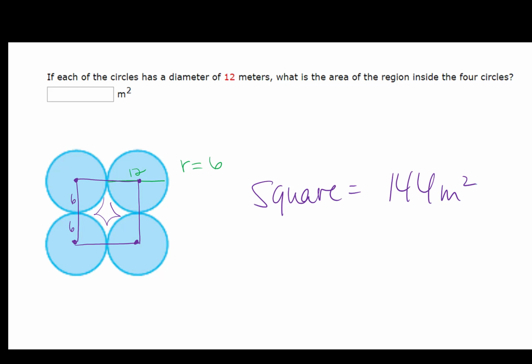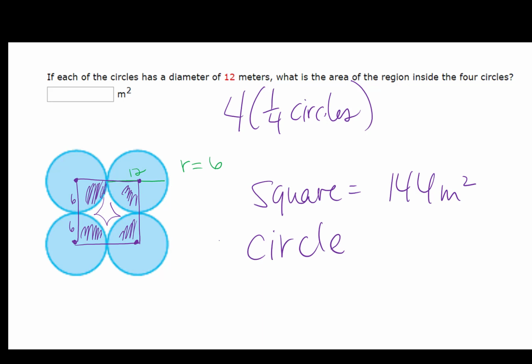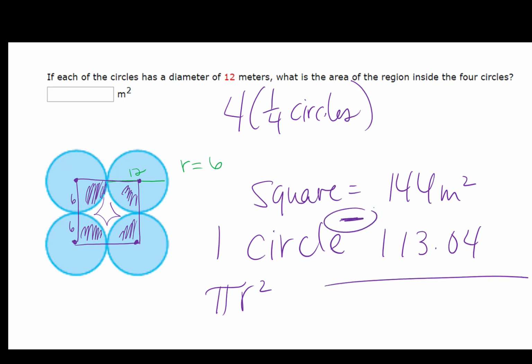And to get to that white funky shape in the middle, do you see that we need to subtract these quarter circles right here? Just the area of these quarter circles. Well, if you have 4 quarter circles, do you see that that really means just one full circle? Okay, so the area of one circle is pi r squared. And so if we use 3.14 times 6 times 6, that is 113.04. And now we're going to subtract these two to get 30.96.